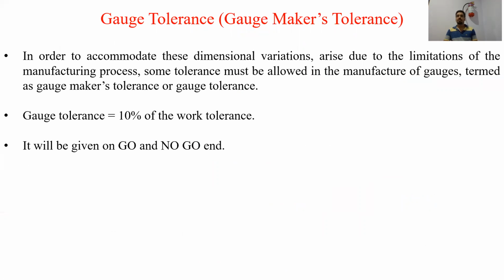Now, as we know, the gauge is also manufactured by a manufacturing process, as I have already told you in the limits, fits, and tolerance lecture, that each part is given some tolerances due to the variation provided by man, machinery, and material. The same conditions are there, because gauges are manufactured. So man is there, machinery is there, and material is there. So we will provide a tolerance on the gauges.